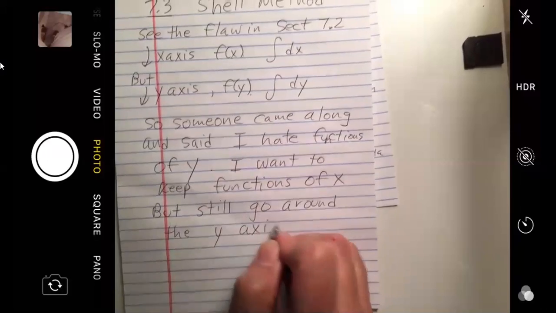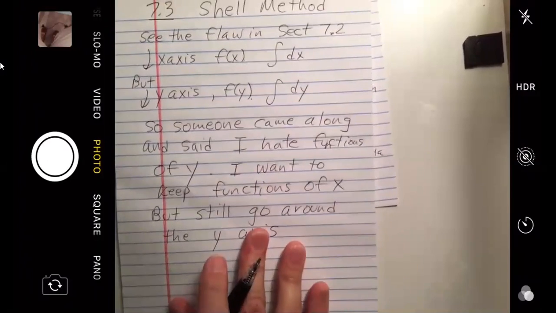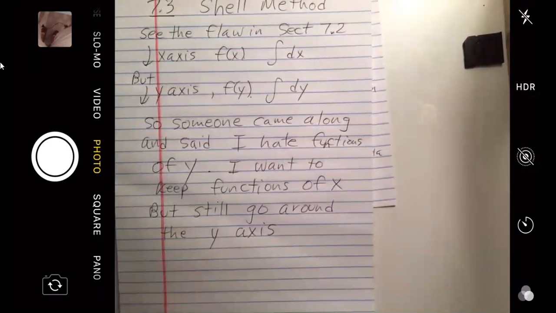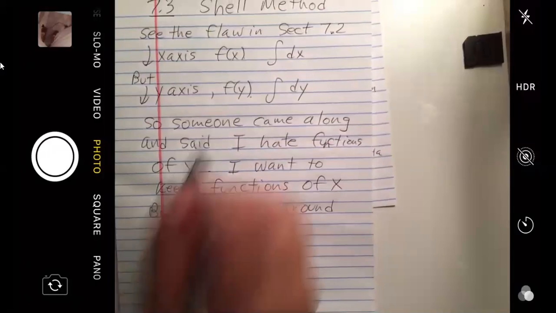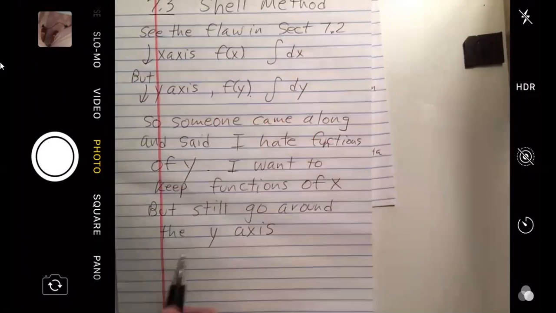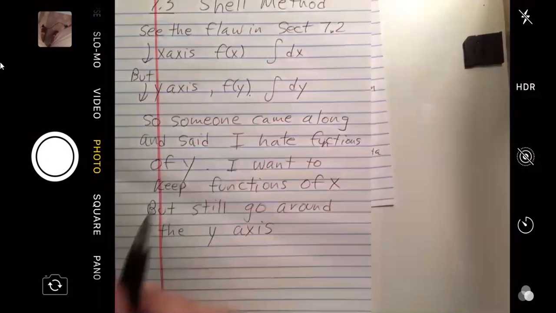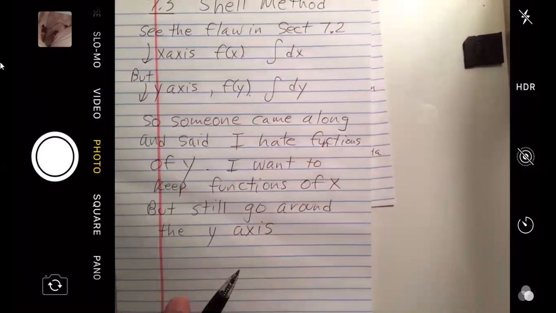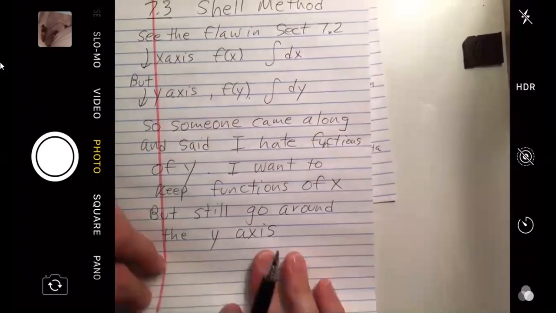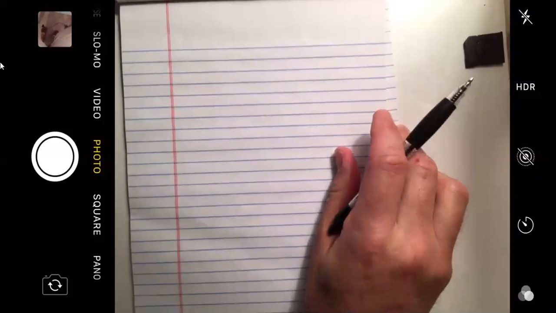I know since last week you've laid awake nights going, gee, how can I keep functions of x but still go around the y-axis, so I don't have to convert to functions of y and use these darn non-functions that don't pass vertical line tests? Well, I'm here to satisfy your wildest dreams. So they came up with the shell method. I'll try to keep it as short and sweet as I can.